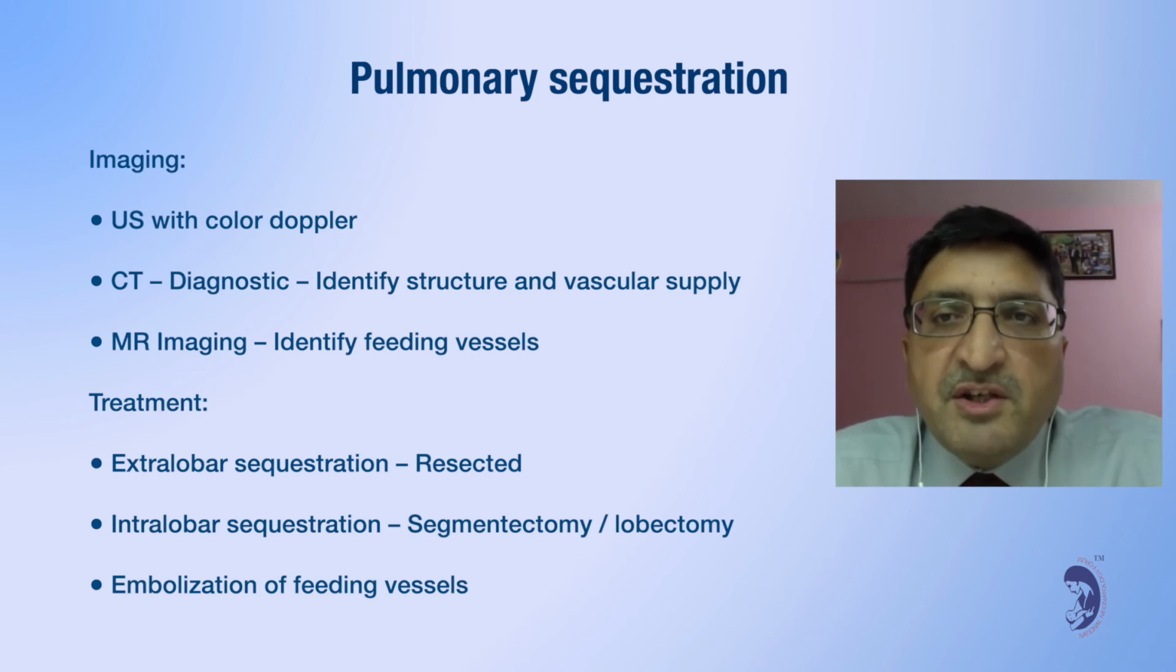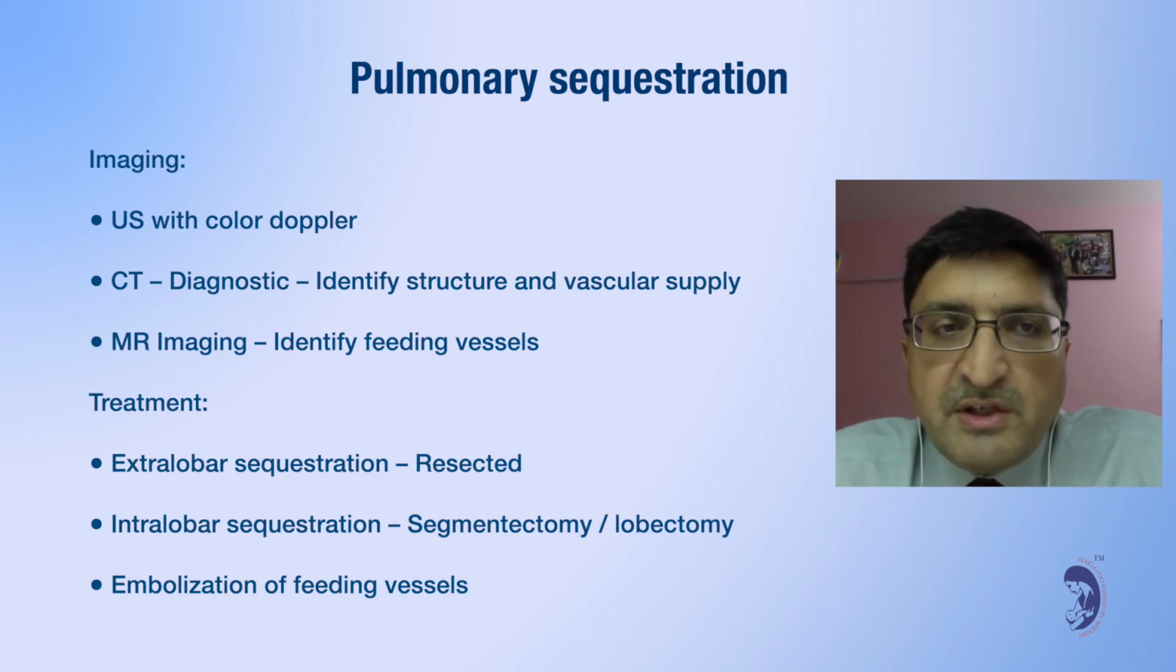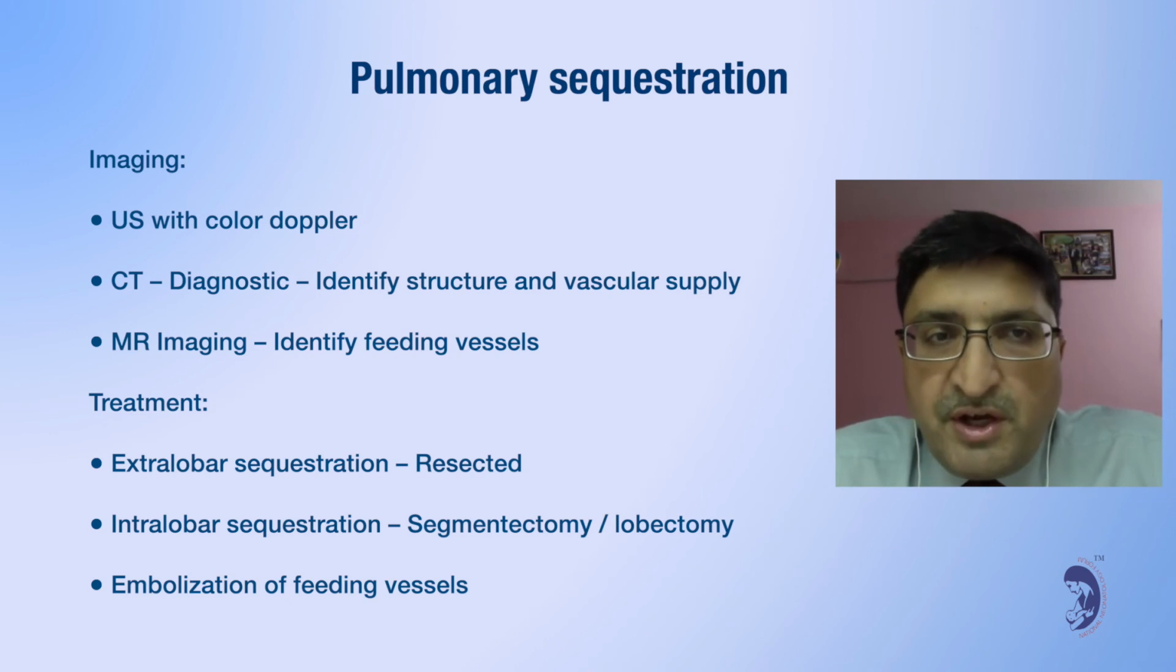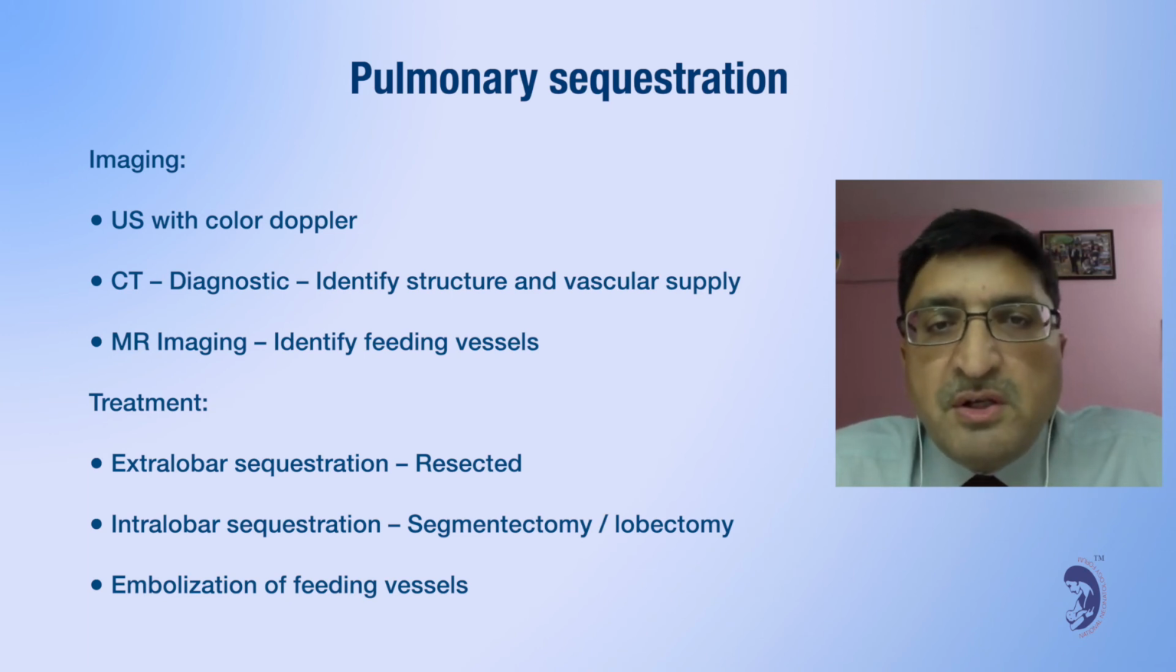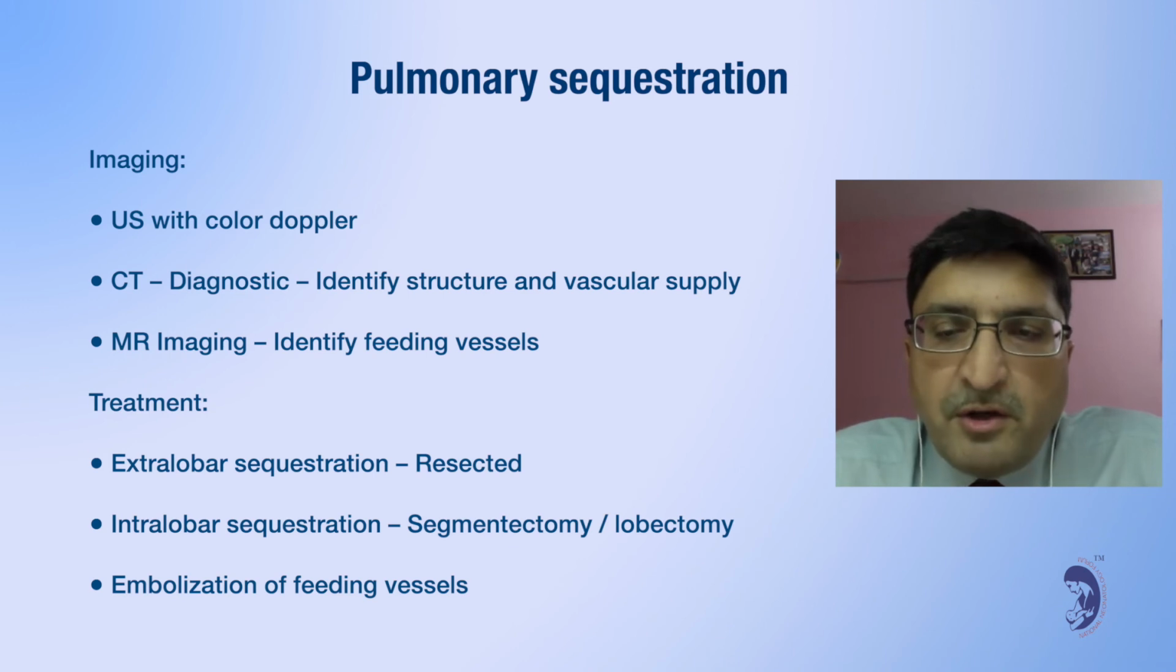It will help identify the structure as well as the vascular supply. MR imaging may sometimes be helpful in identifying the feeding vessels. Treatment of pulmonary sequestration is surgery. Extralobar sequestrations are resected, whereas intralobar sequestrations may require a segmentectomy or even a lobectomy.